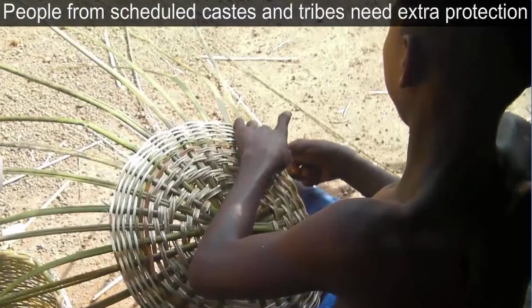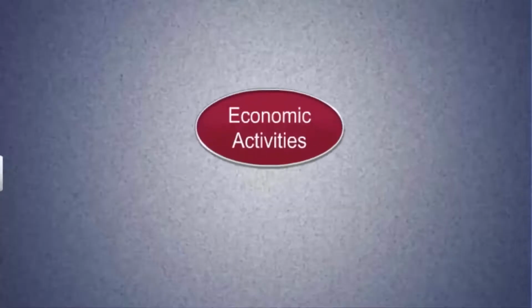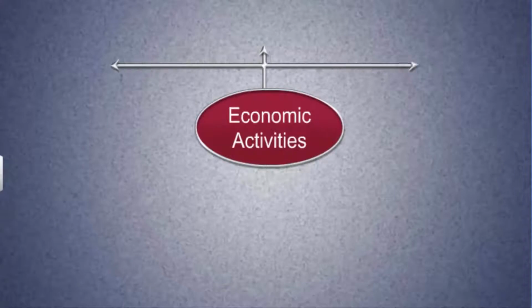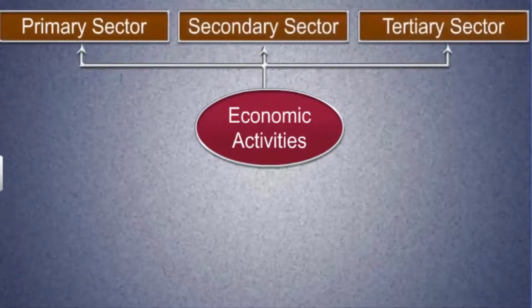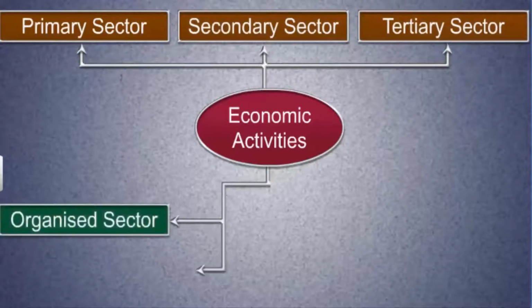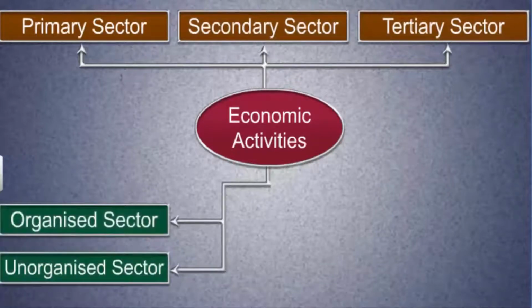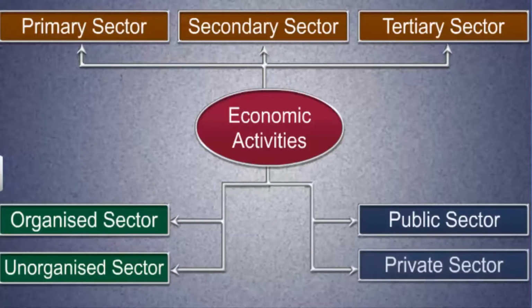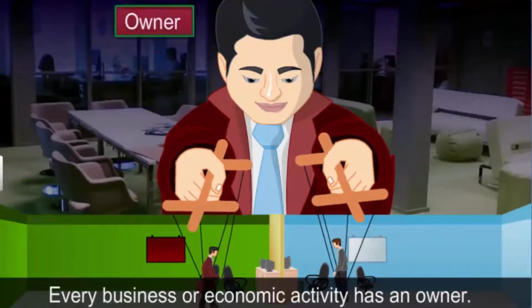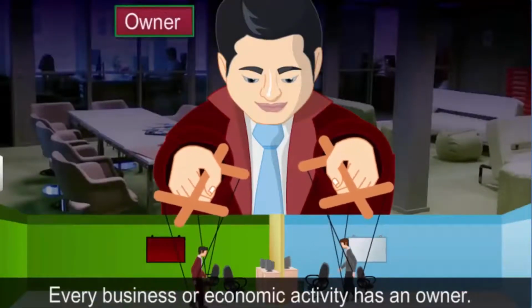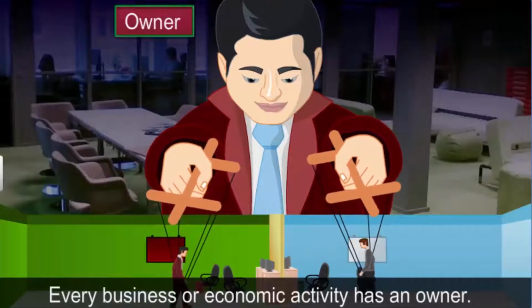You have already studied about the classification of economic activities into primary, secondary, and tertiary sectors, and organized and unorganized sectors. Economic activities can be classified in yet another way, into public and private sectors. Every economic activity has an owner. The owner owns the company's assets and is responsible for running the business.